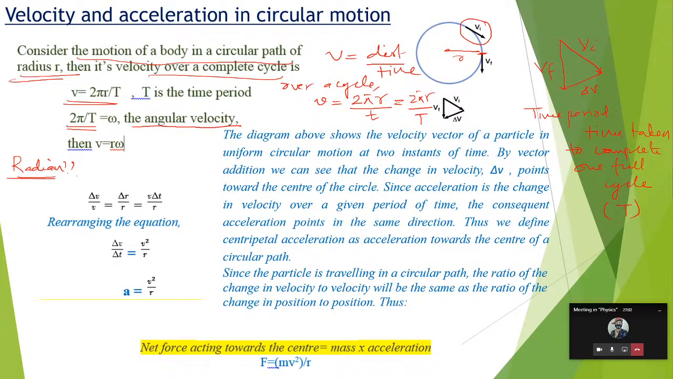Now see this once again. Radian is clear now. So we can take v equals r omega. Omega is the angular velocity. Total angle turned in one complete cycle is 2 pi, and the total time taken for that is capital T. So 2 pi by T equals omega.